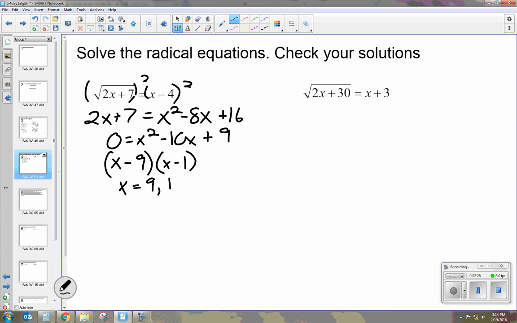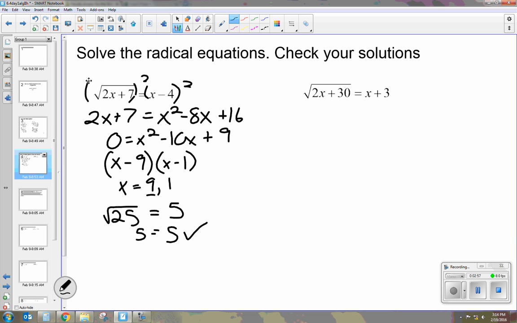At this point we need to check our answers, because when we square an entire equation like this, occasionally we get extraneous solutions. So we need to go through. So if we plug in 9, we get 2 times 9 is 18 plus 7 is 25. So we have the square root of 25 equals 9 minus 4, which is 5. 5 equals 5. That's true, so we know that x does in fact equal 9.